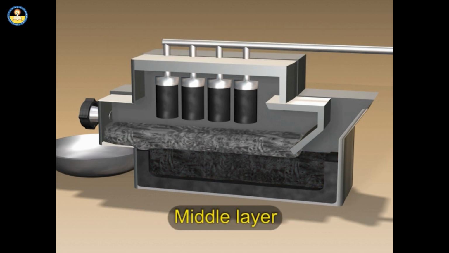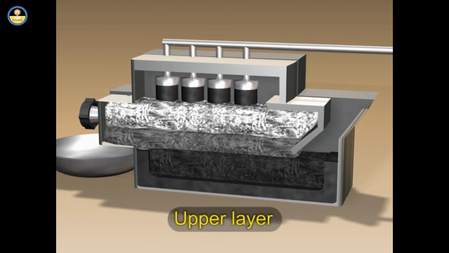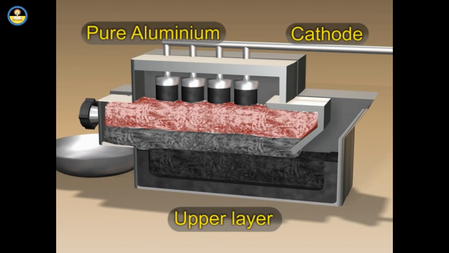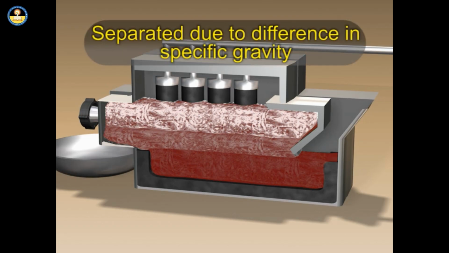The middle layer consists of a solution of cryolite, that is Na3AlF6, and barium fluoride. The upper layer consists of pure aluminium and serves as the cathode. These 3 layers are separated from each other due to the difference in specific gravity.